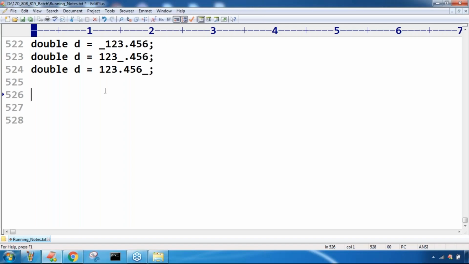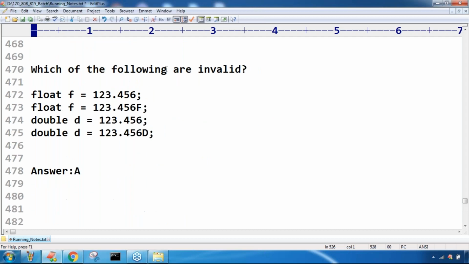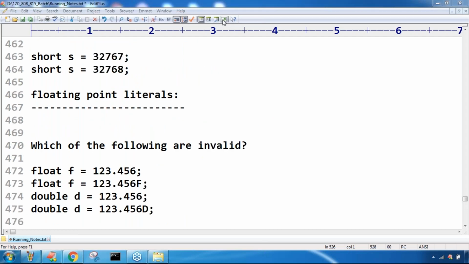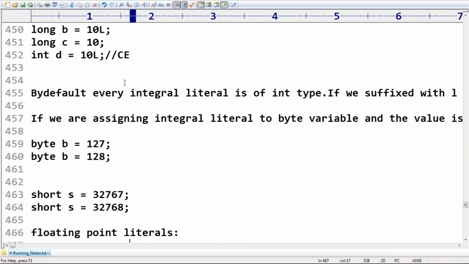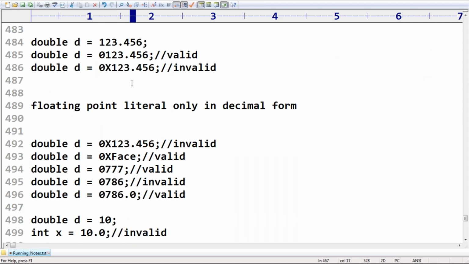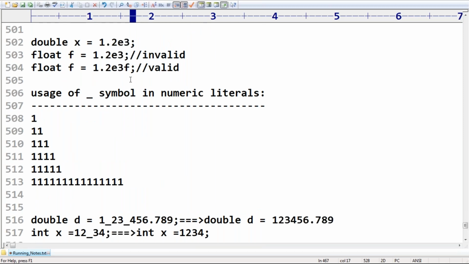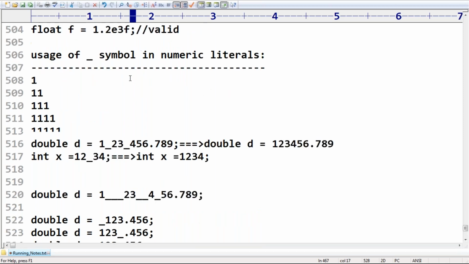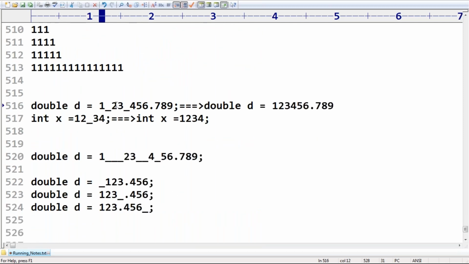In the last sessions, we covered how many data types there are, what the various data types are, their range and size, followed by literal values. How you can specify literal values, like with the underscore symbol. Please observe these things, which I covered very clearly, friends.